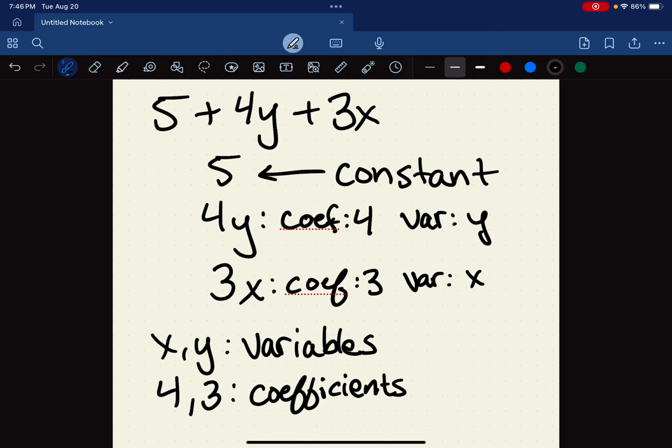And then the next thing to know about algebraic expressions is how to combine like terms. So we'll move on to that.